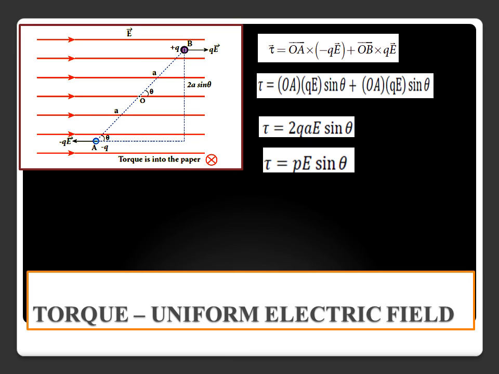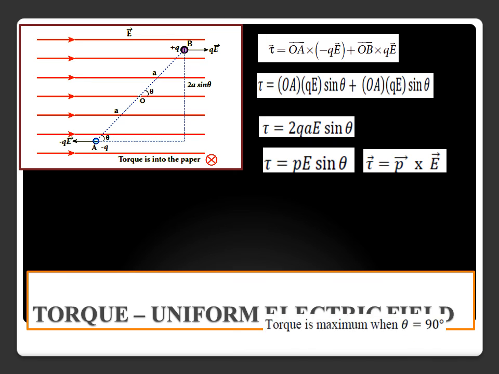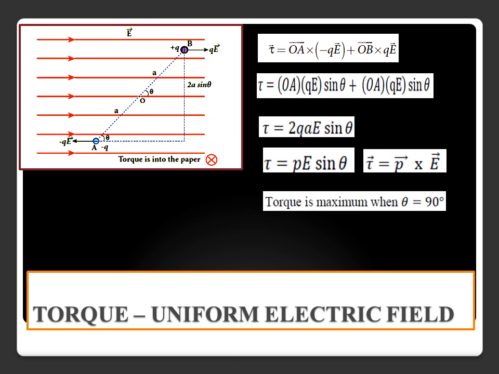So the magnitude of this torque tau is equal to pE sin theta. When will it be maximum and when will it be minimum? It depends on the value of theta. This can be represented as tau vector equals p vector cross E vector. The torque is maximum when theta is equal to 90 degrees. Naturally, it will be 0 when theta is equal to 0 degrees. This point you have to note.